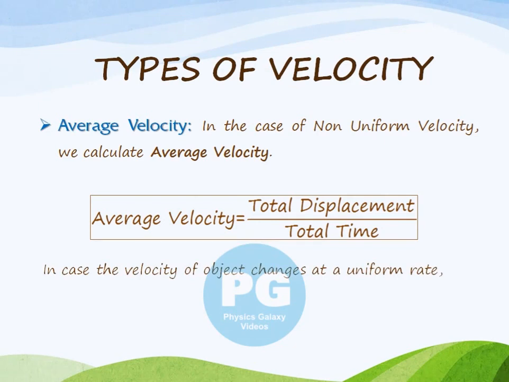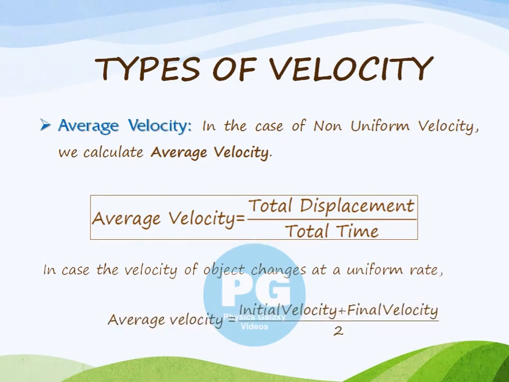In the case where the velocity of an object changes at a uniform rate, we can write average velocity as initial velocity plus final velocity divided by 2. Or we can say if a particle is moving with a constant acceleration, which we'll discuss later, if the velocity of the object changes at a uniform rate, we can define average velocity as the average of two velocities: one is the initial velocity, that was at the beginning of motion, and the other is the final velocity, which is at the end of the journey.